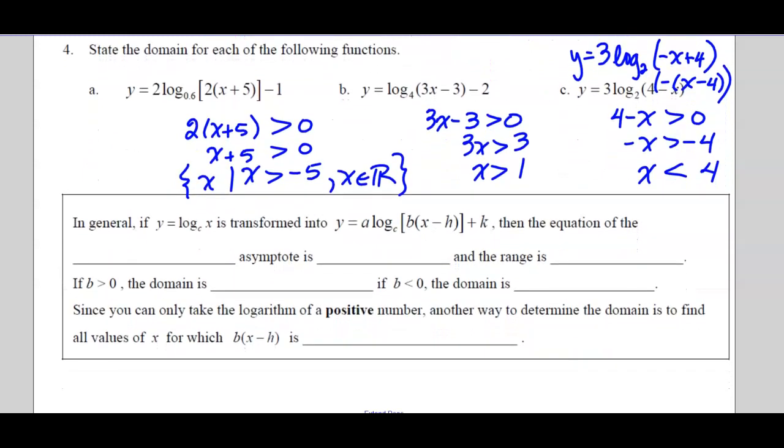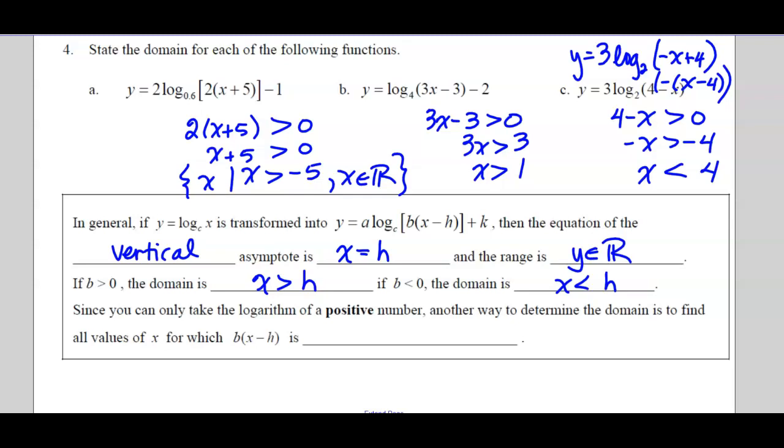All right, so to summarize, in general, if we've got log of x base c transformed, then the equation of the vertical asymptote is x equals, right, it's a vertical line, and it's equal to that h. Remember, for exponential, it was horizontal, and it was y equals the k value. So this is x equals h. Range is all real numbers for logarithmics. Now if b is greater than 0, then we haven't reflected it in the y-axis, so the domain is going to be x greater than that h value. But if you reflect it, so if b is negative, it's going to be x less than h. But again, if you use this method, you don't really have to think about transformation, right? It solves it for you.